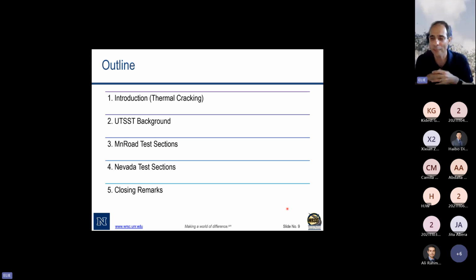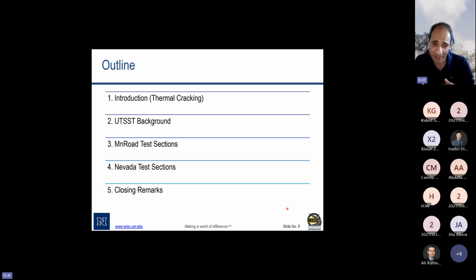This is the short outline of what I would like to cover. I would like to start by defining what thermal cracking is, because there is a little bit of misunderstanding about it. We always think that every time we talk about thermal cracking, it happens only when there is cold or very low temperatures. And I'm going to show you that is not the case. It's all relative to the material that is being used and the environment in which that material is being used.